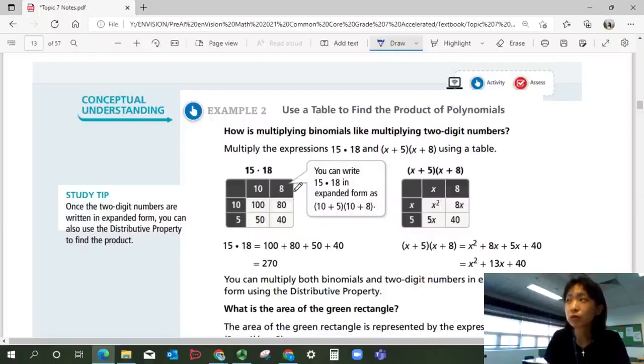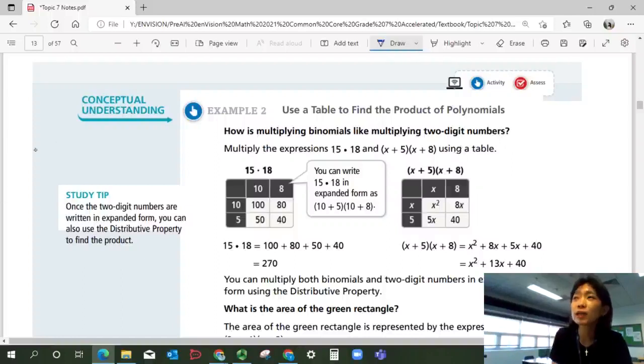Alright, let's look at example 2. Use a table to find the product of polynomials. How is multiplying binomials like multiplying 2-digit numbers? Now we're going to multiply binomials. So let's multiply 15 times 18 and see how it's similar with x plus 5 and x plus 8 using a table.